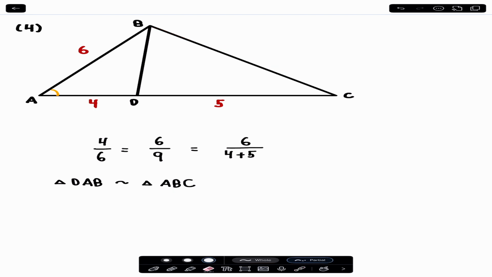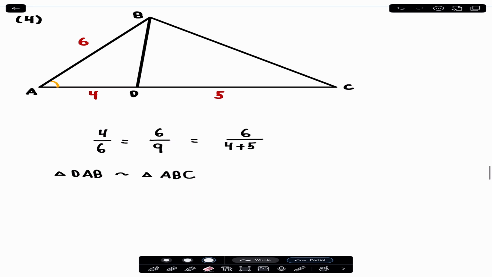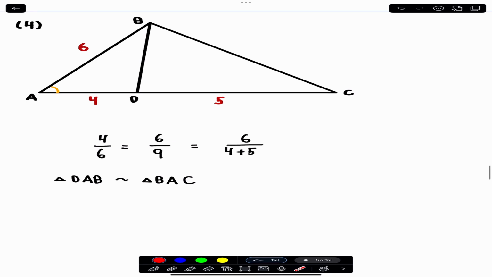That is not correct, which means we actually need to fix this. See, so this is why it's always good to fix. I believe it should be swapped around then. BAC. Now, does this make sense? Triangle DAB. So DA over AB is equal to BA, AB, same thing, over AC.